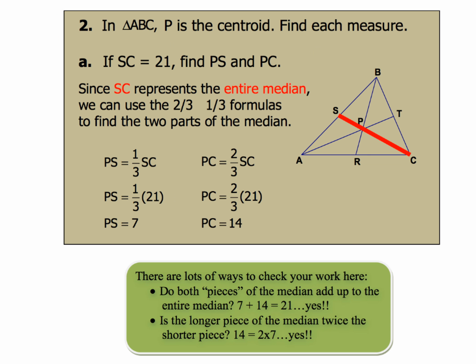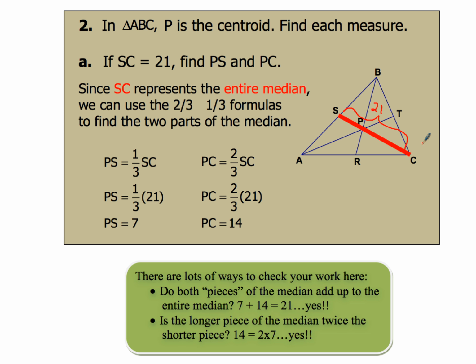Not too bad, huh? We're told in a triangle, P is a centroid. All right, so that tells us certain information. Then we have to find each measure. Now, because we've got three of them, A, B, and C, we're going to do example A first. SC, we're given that's 21. Find PS and PC. So SC, this whole piece right here, that's the whole median. And all of that's 21.